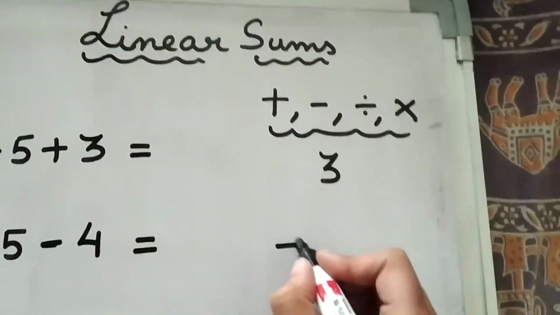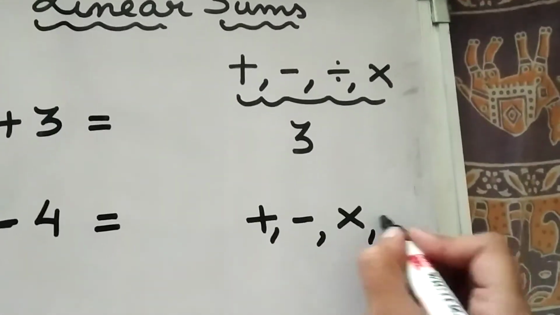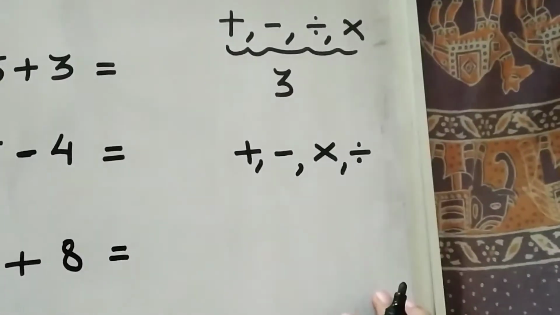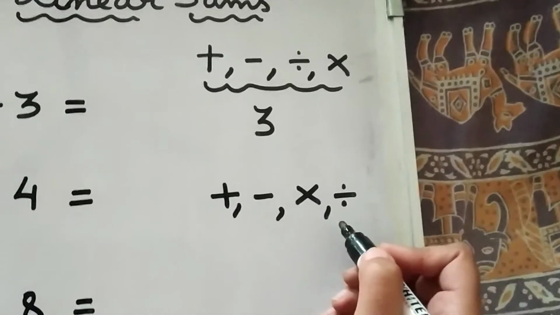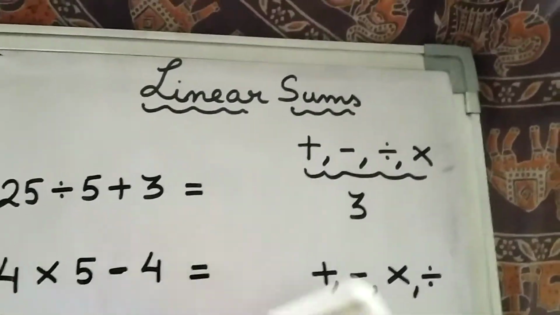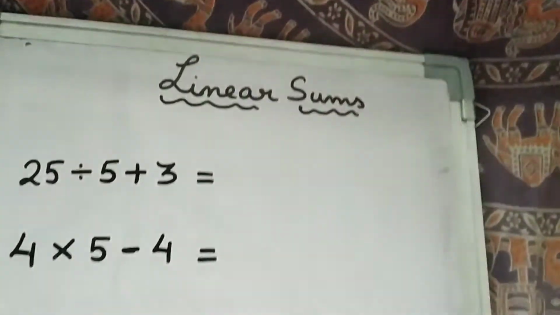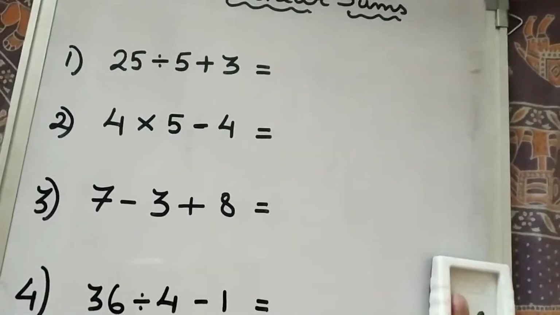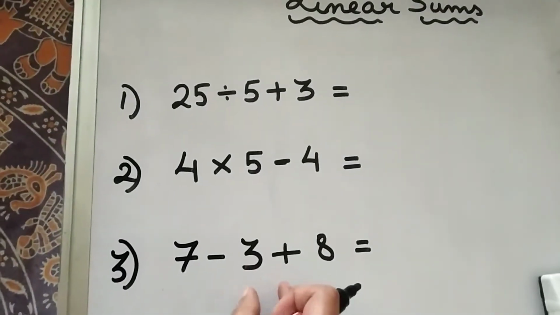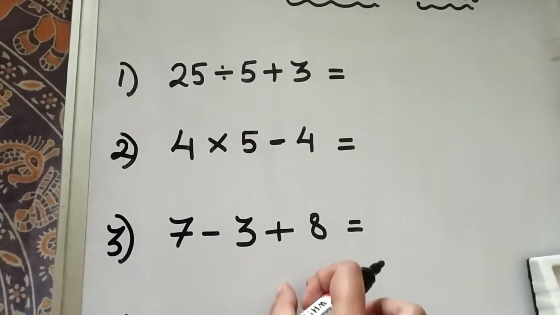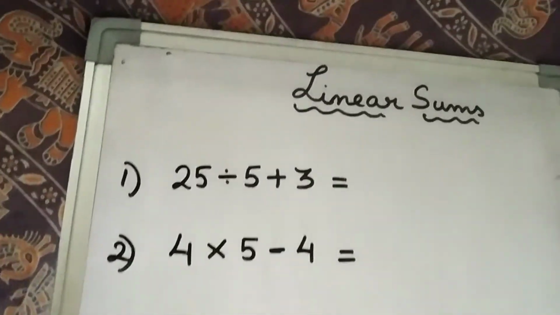Previously you have learned only plus and minus, but today we are including multiplication and division also. Since you have done the topic, we are now adding multiplication and division in mixed linear sums. So now let me tell you how we do these questions. If you remember children, I told you how to solve them. First we are going to look at the first two parts, and whatever outcome we get, we will use it for solving the last part. Okay, so now let's try some questions.